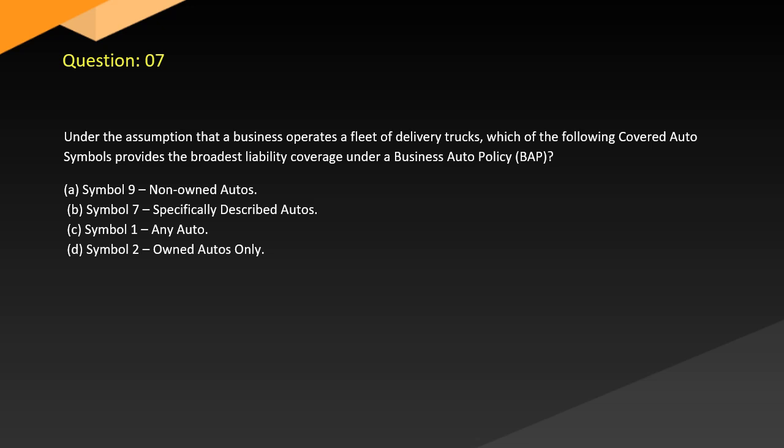Question 7. Under the assumption that a business operates a fleet of delivery trucks, which of the following covered auto symbols provides the broadest liability coverage under a business auto policy, BAP? A. Symbol 9. Non-owned autos. B. Symbol 7. Specifically described autos. C. Symbol 1. Any auto. D. Symbol 2. Owned autos only.